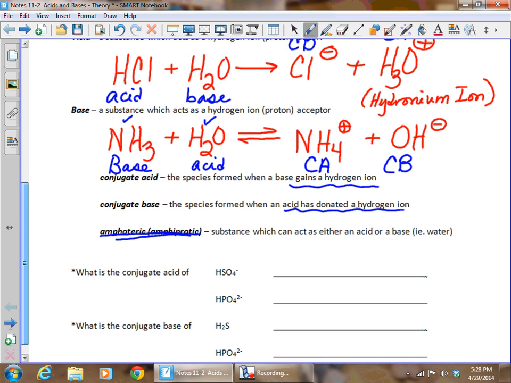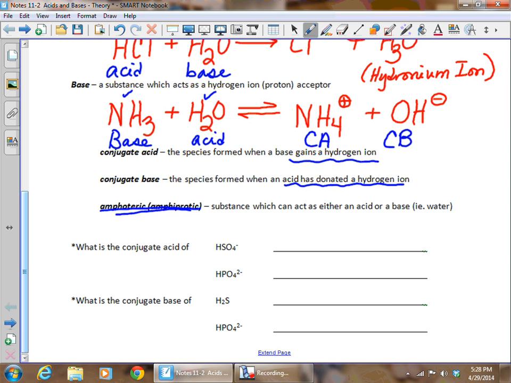So if you're asked to find the conjugate acid of HSO4 minus, remember conjugate acid gains a hydrogen, so we have to gain an H plus to form the conjugate acid. If we gain an H plus, this will become H2SO4, and think about it. If we gain not only the H but also a positive sign, that negative and positive will cancel and our resulting species will be neutral.